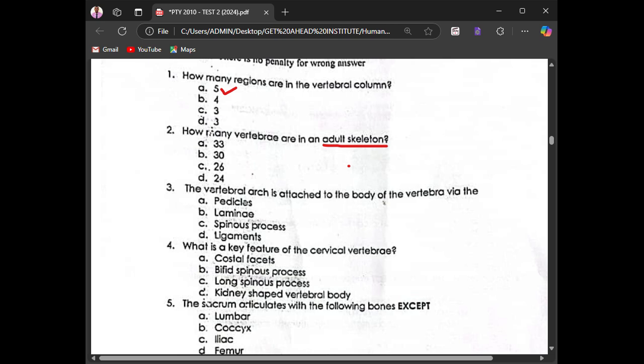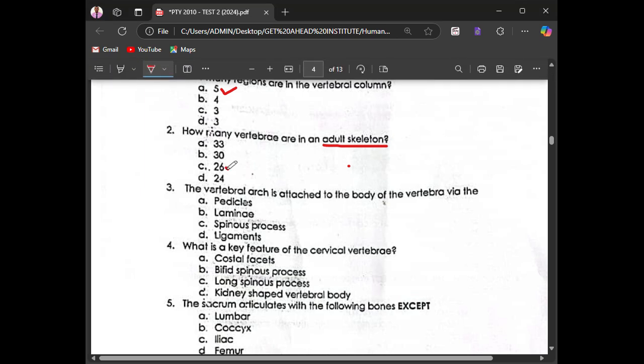Adult skeleton. Okay, so all of you are saying 33. So the answer is 26. The adult skeleton has 26 vertebrae.